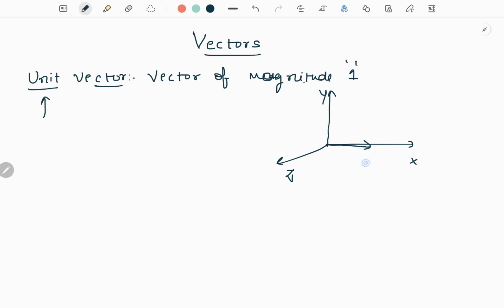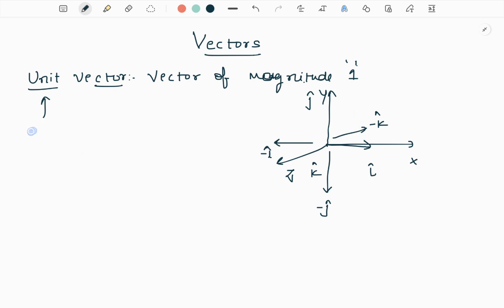We take a unit vector along the x axis to be i cap, parallel to the y axis to be j cap, and parallel to the z axis to be k cap. Then we take a unit vector in the negative x direction as minus i cap, in the negative y direction as minus j cap, and in the negative z direction as minus k cap. These are all the unit vectors along the x, y and z axes.